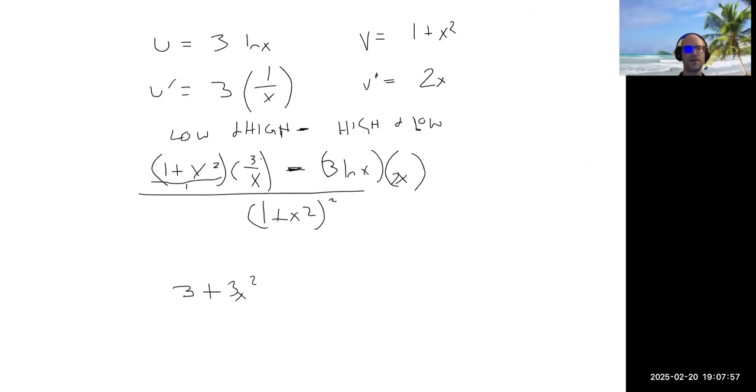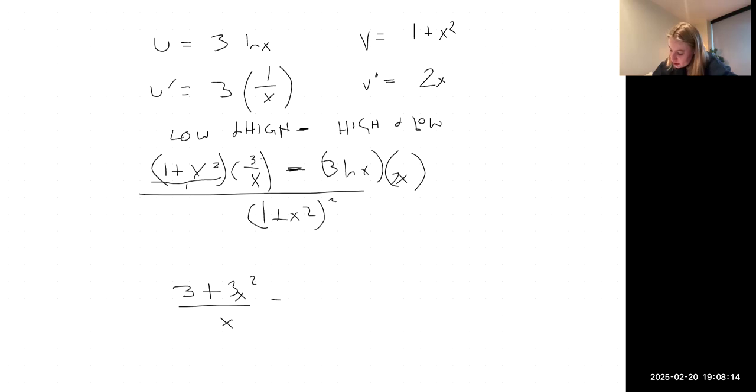Gotcha. Okay. Over x. I'm with you. So yeah, that helps simplify. Just the thought of putting it over 1 helped me clear what I was doing. Okay, cool.